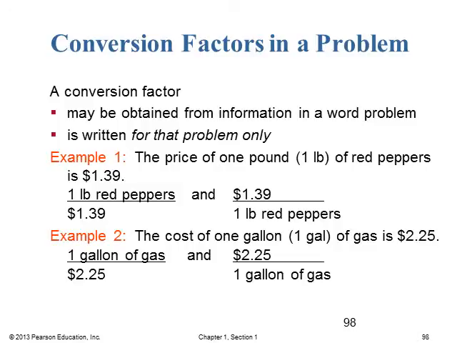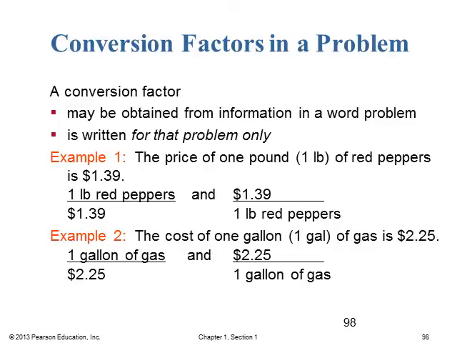So a conversion factor sometimes is not a standard conversion. Sometimes you have to use these things from the problem itself, and so it may be given to you. So, like in this example, the price of 1 pound of red peppers is $1.39, and that's not a standard measurement. But that's what's given to you in the problem. So you can write it down both ways. 1 pound is equivalent to $1.39. So you can put 1 pound over $1.39 or $1.39 over 1 pound. They are both equivalent.